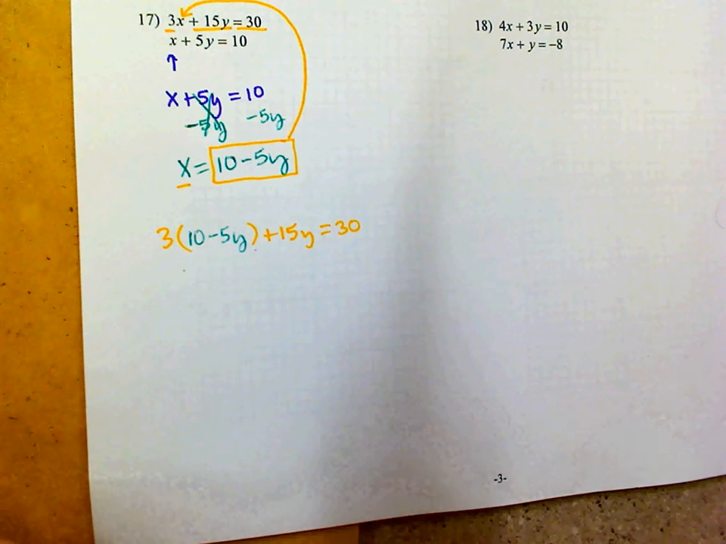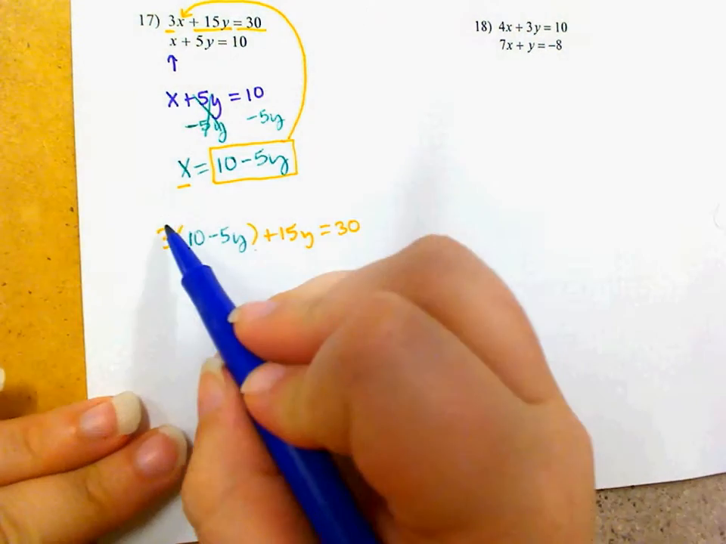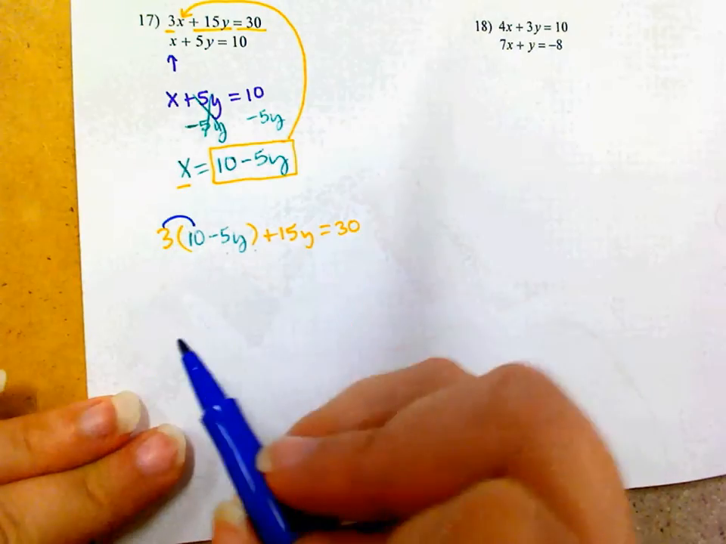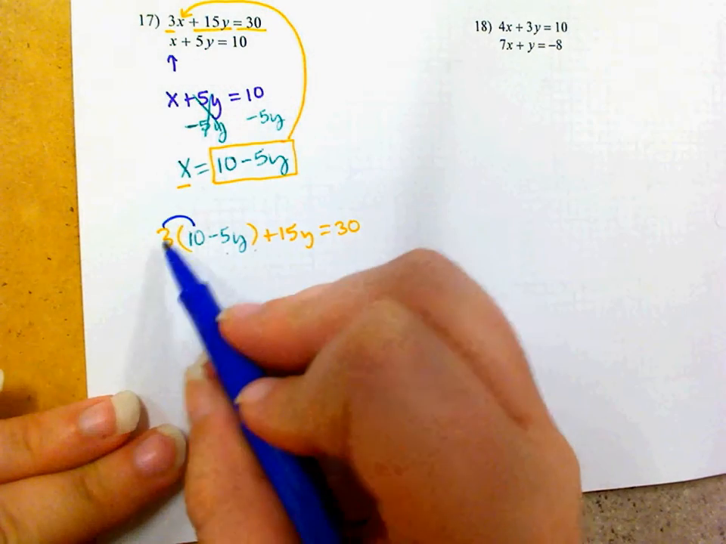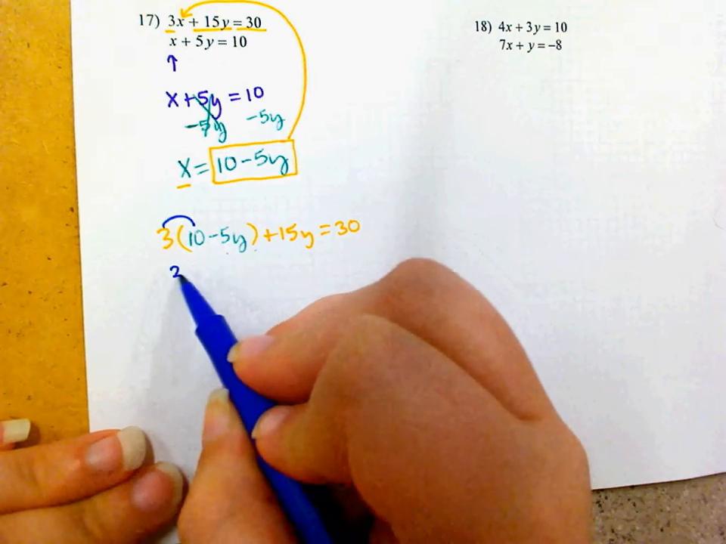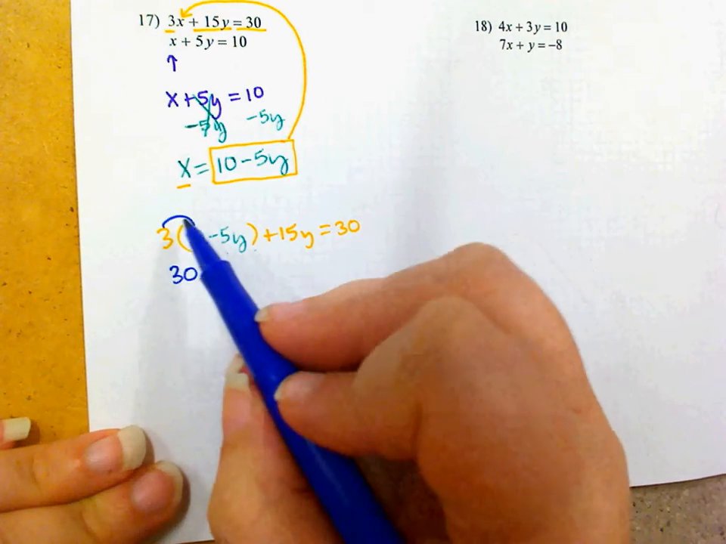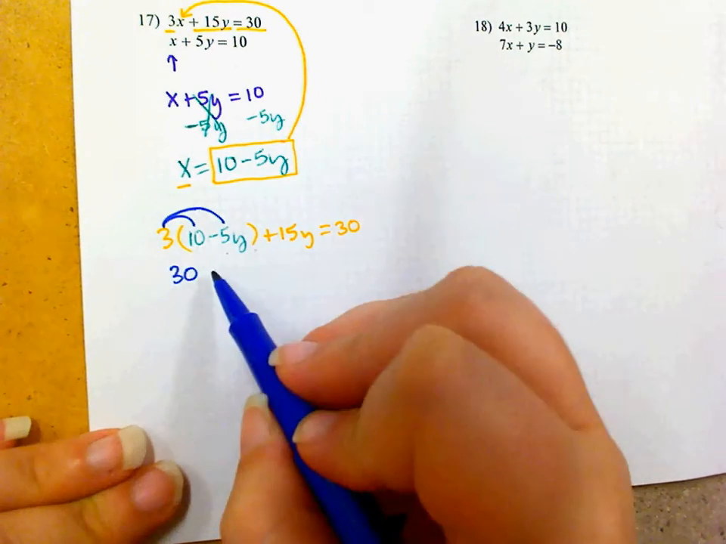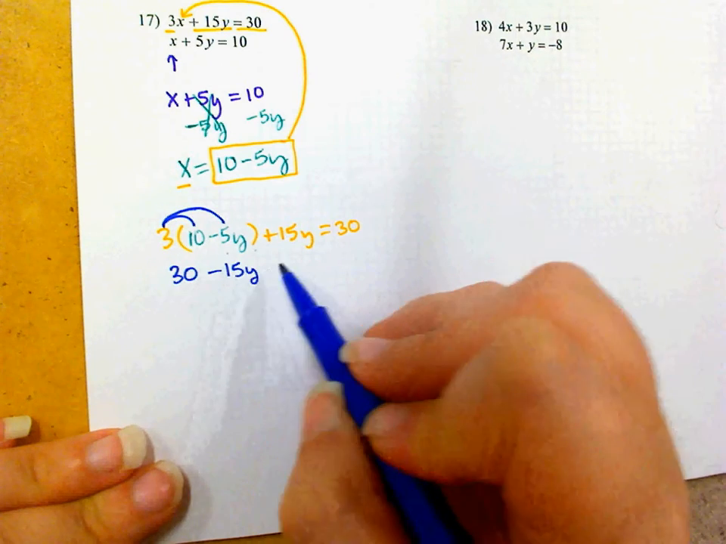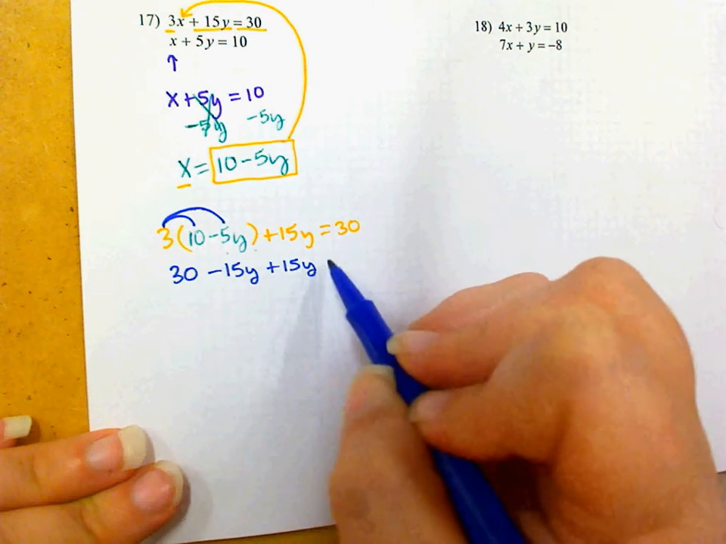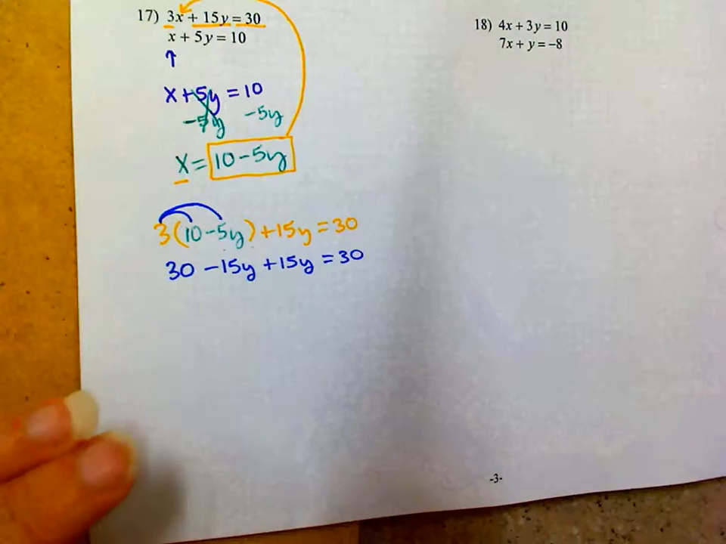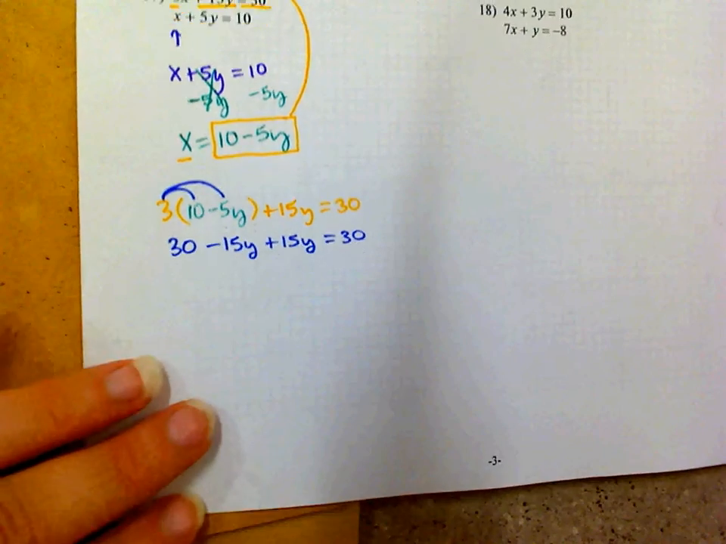Well, I need to go ahead and distribute. I haven't done that yet. What's 3 times 10? 30. And 3 times negative 5y? Negative 15y, and then plus 15y equals 30. What's a negative 15y plus 15y? 0. So these two cancel each other out, right? I'm left with 30 equals 30.